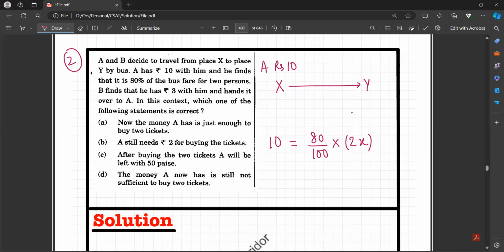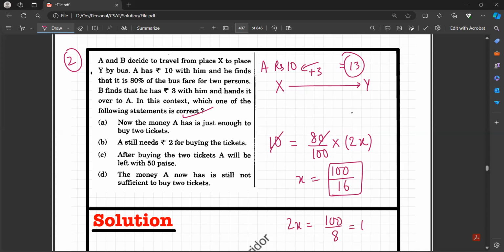B finds that he has 3 rupees with him and hands it over to A. Now B adds rupees 3 to it, so the total becomes rupees 13. In this context, which one of the following statements is correct? Now this gets cancelled, x becomes 100 by 16. So 2x becomes 100 by 8, which will be 12.5.